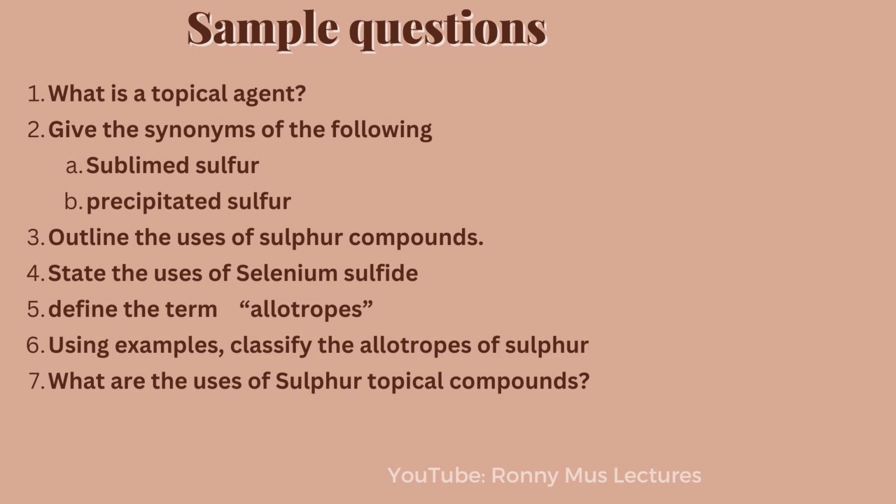We have some sample questions. What is a topical agent? Give the synonyms of the following: sublimed sulfur and also precipitated sulfur. Outline the uses of sulfur compounds. State the uses of selenium sulfide, and then define the term allotropes. And using examples, classify the allotropes of sulfur. And then we have what are the uses of sulfur topical compounds.